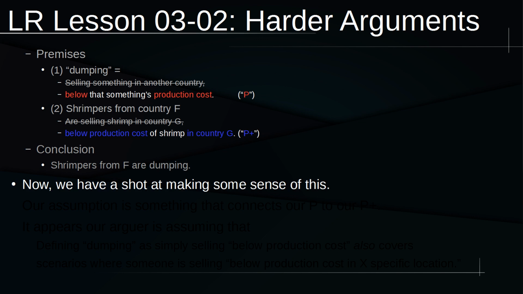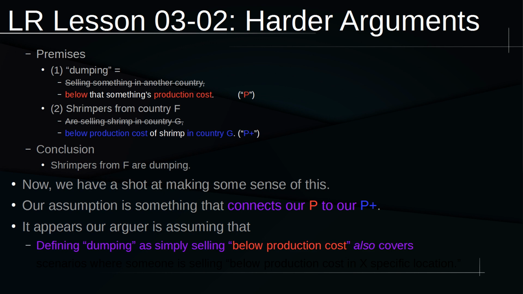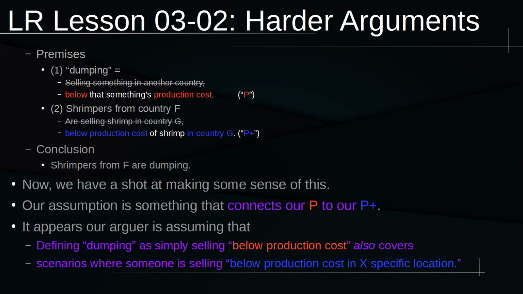And so now we do have a better shot at making some sense of all of this. So as we've been saying all along, our assumption is going to be something that connects our P concept to our P plus concept. So applying this rubric, it appears that our arguer is assuming that defining dumping as simply selling below production cost also covers scenarios where someone is selling below production cost in X specific location. So again, this format should look kind of familiar to you. This is essentially just the general form of the assumption. We are getting a red P idea, and that is being presented to us as something that is alone, without any further explanation, enough to also cover a slightly differently named scenario.